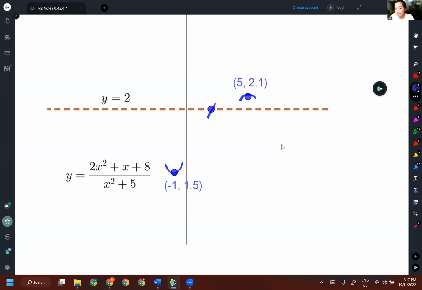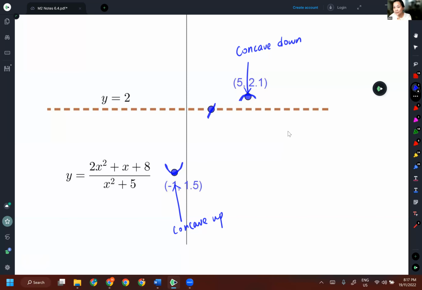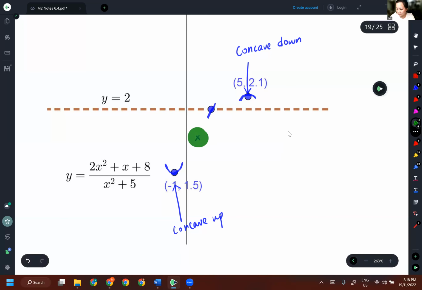However, because we know the minimum must be lying on a concave up curve, and this one must be concave down. Concave down. This one, concave up. So we know that in between there must be a change. So you can use your own judgment, and it's allowed to decide where the change is. For example, if I put the change here, this is the crossing. Maybe I put this, the green one.